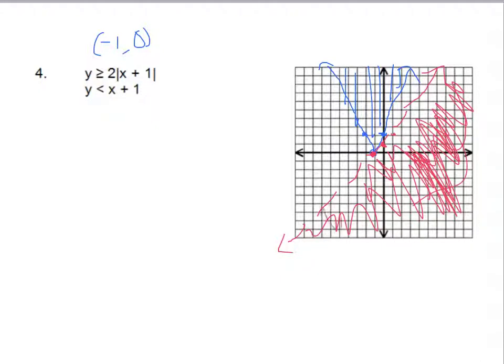Okay, so my solution is where those two regions intersect. Now, they do intersect at this point right here, but that point is not a part of my solution for y is less than the absolute value of x plus 1, because it's less than, it's not less than or equal to. So my answer for this one is also no solution.